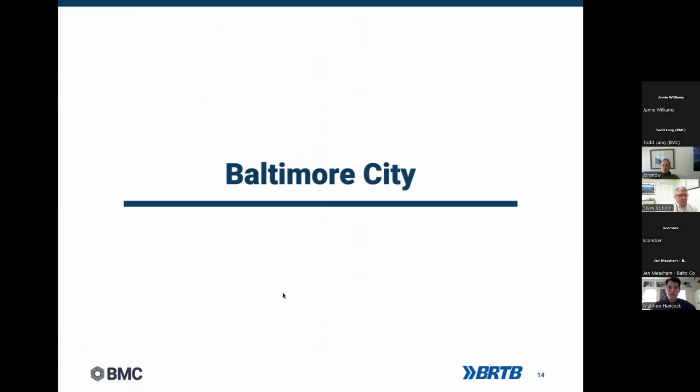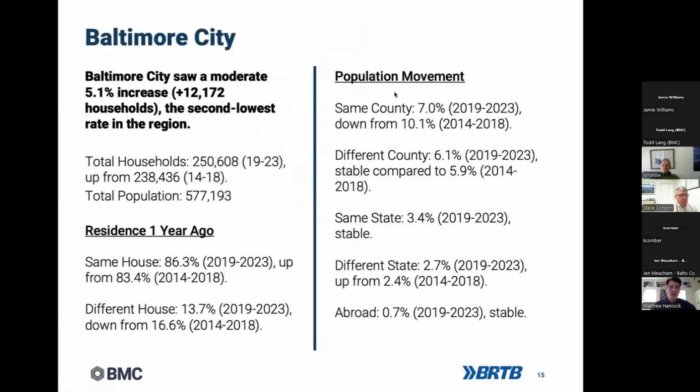To Baltimore City, we see a moderate increase, adding roughly 12,000 households. This is, however, the second lowest rate of increase in the region. But again, we're looking at rates here, not total raw numbers. So again, there will be a little bit of room there.